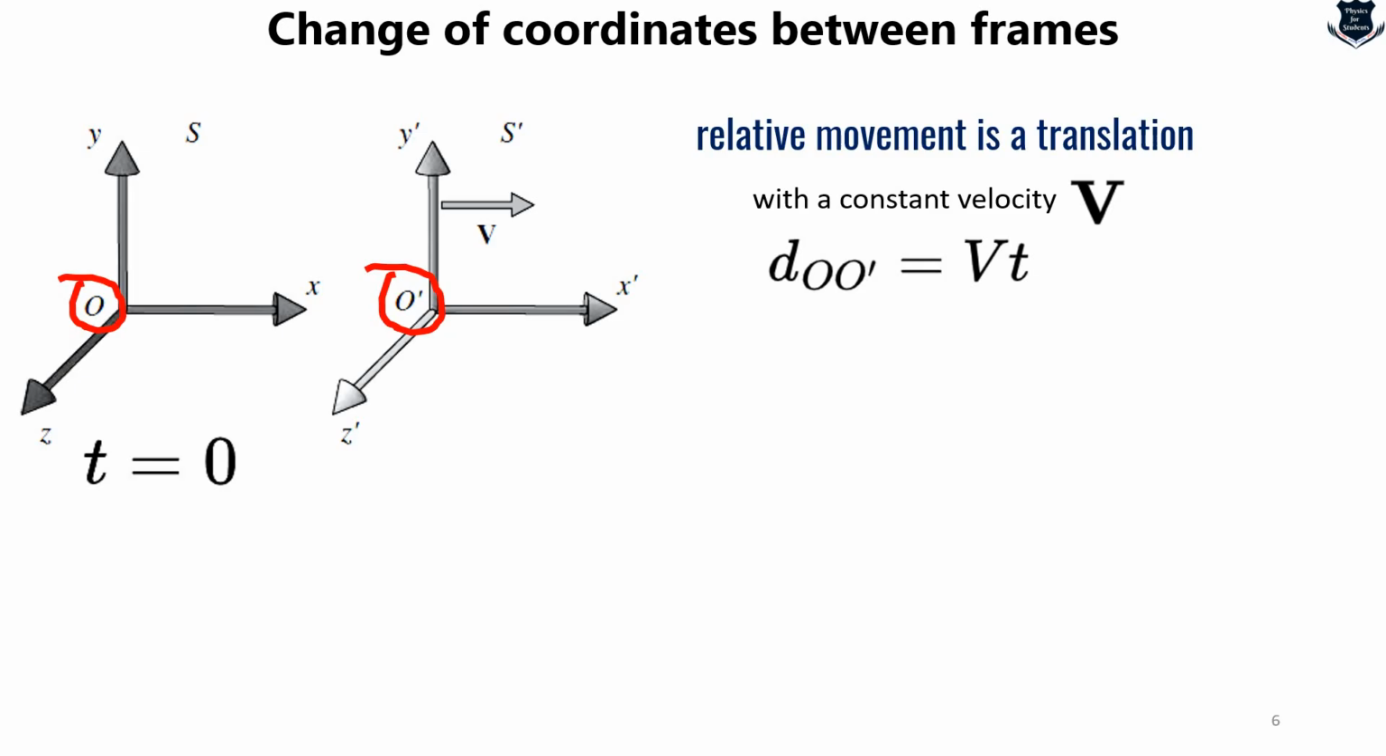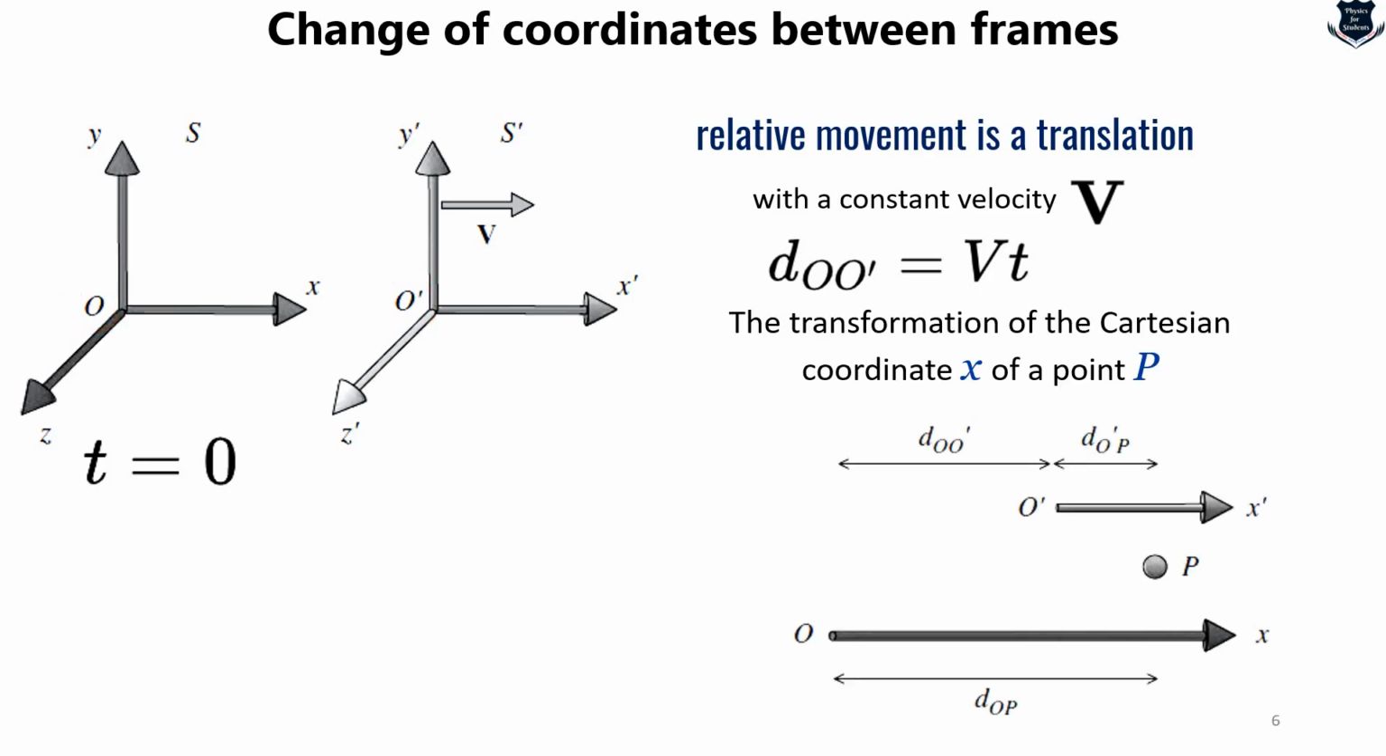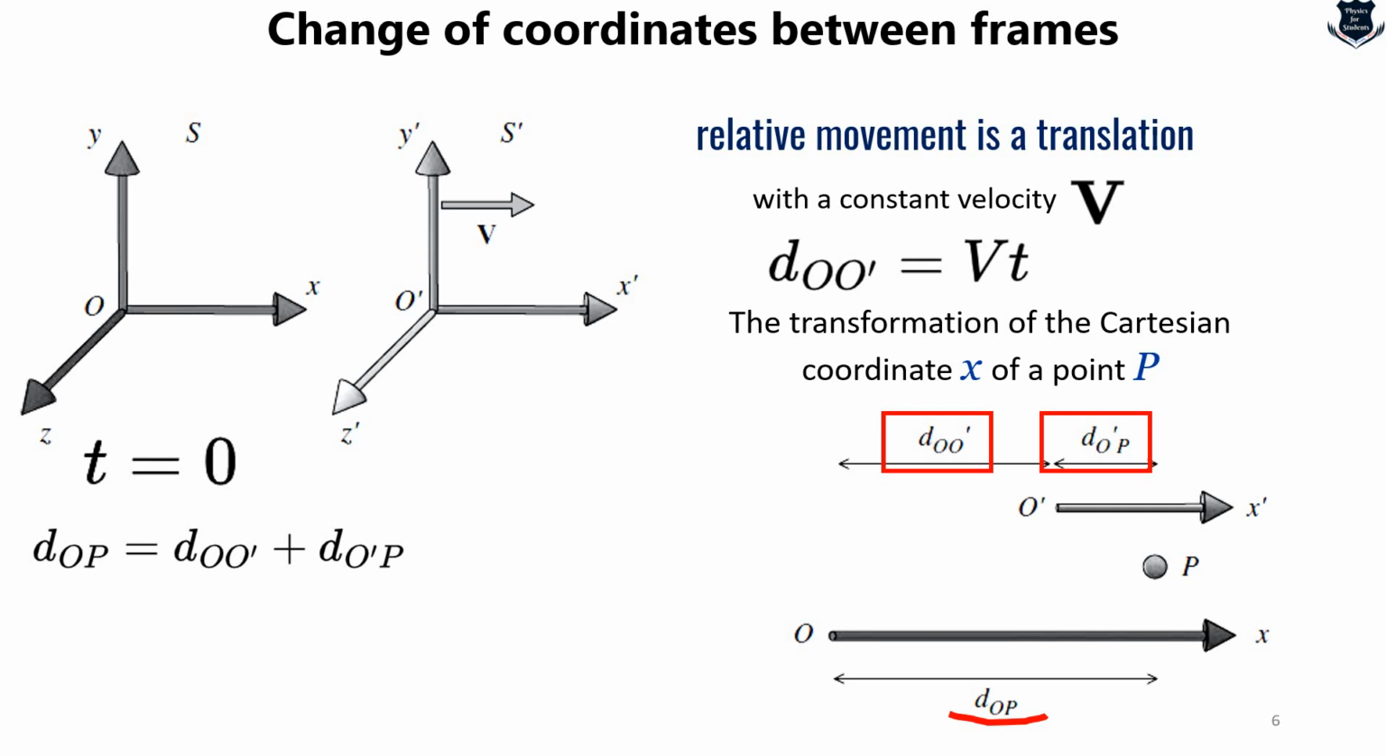So the transformation of the Cartesian coordinate x at a point P, which I would like to show you now, can be further illustrated in this type of diagram. What I have done, as you see, is that I have taken this DOP, which is just the summation of DOO prime and DO prime P. And this can be written simply as this, summation of 2.